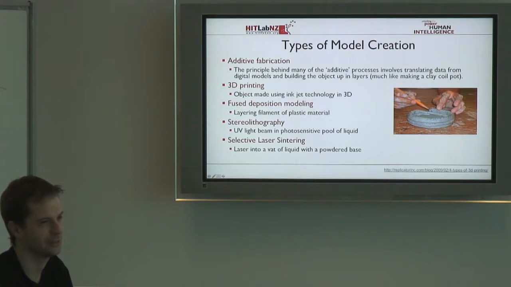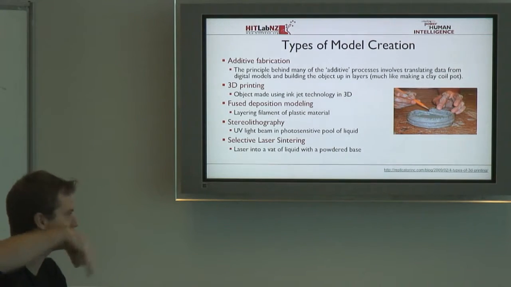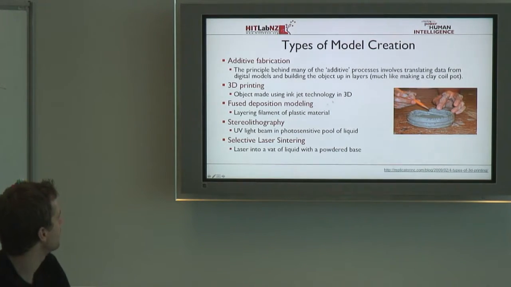I don't know if you guys ever did anything, but coil pots are like when you're a kid in your art classes, you get clay and you coil it round and round and round, and you basically build up a pot like that. That's how fused deposition modeling works. The idea is you melt a plastic material and then you squirt it through a nozzle and you just layer it on top of each other over and over again. That's what most people think about.